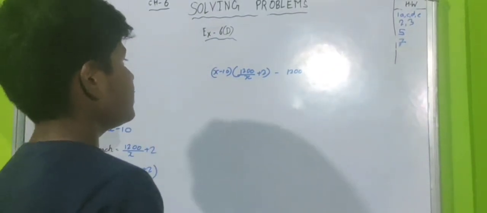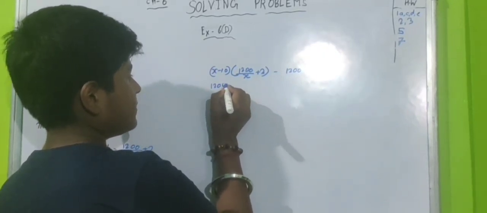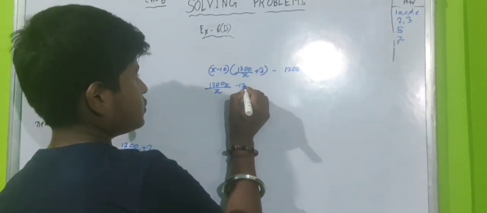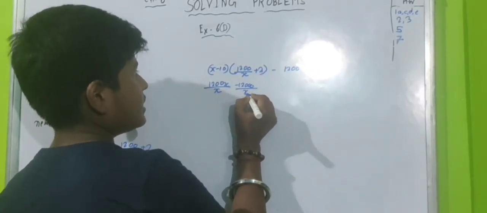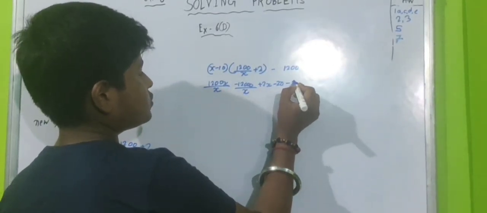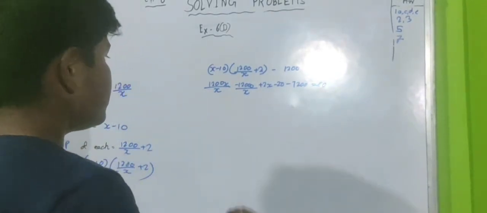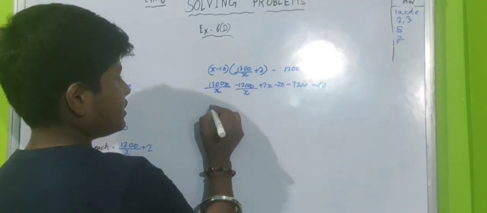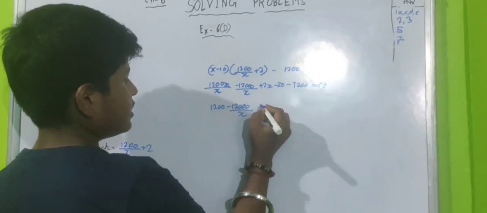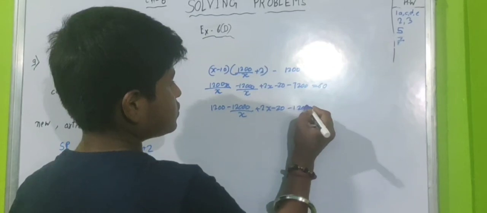Yes, it is there. So now multiply this. You will get 1200x by x. Then minus 10 into this, you will get minus 12000 by x. Then x into this, you will get plus 2x. Then minus 20 minus 1200 equals 60. All this will get cancelled. We have 1200 minus 12000 by x plus 2x minus 20 minus 1200 equals 60.